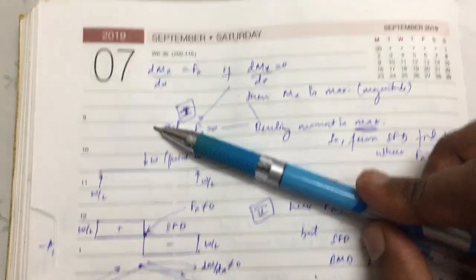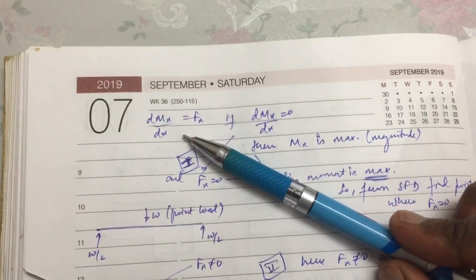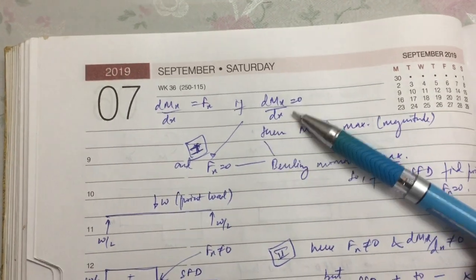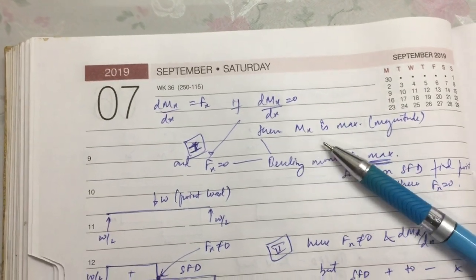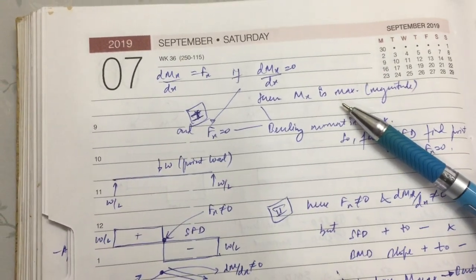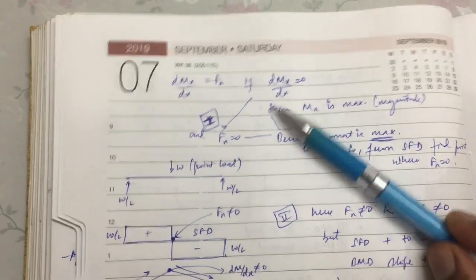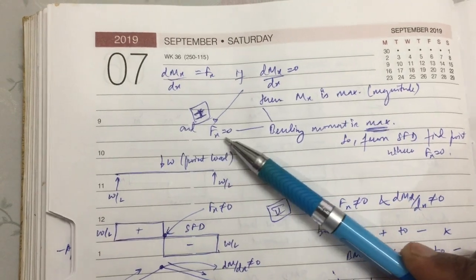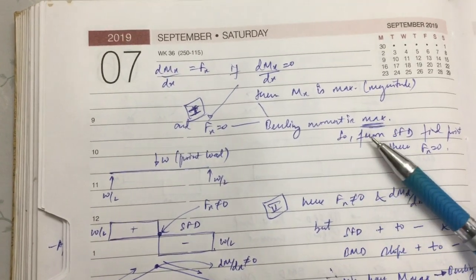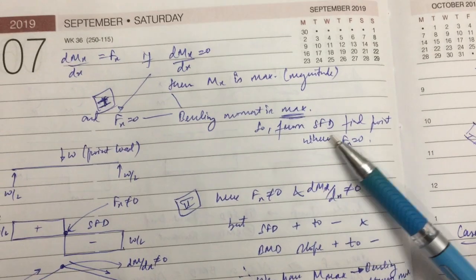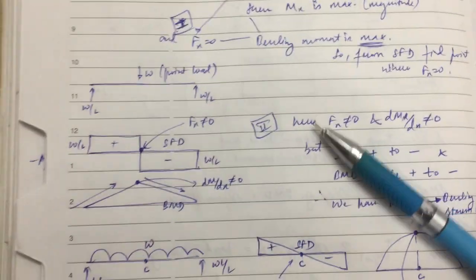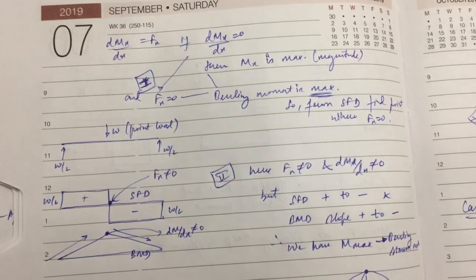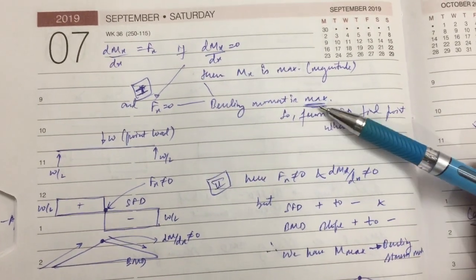So the point at which the slope of the BMD is equal to the shear force Fx, and if the slope is 0, then at that point Mx is maximum. If the slope is 0, at that point we have the maximum moment. That means Fx is equal to 0, and that means the bending moment at that point is maximum. So we have to identify such points, because at that point we have maximum bending moment.